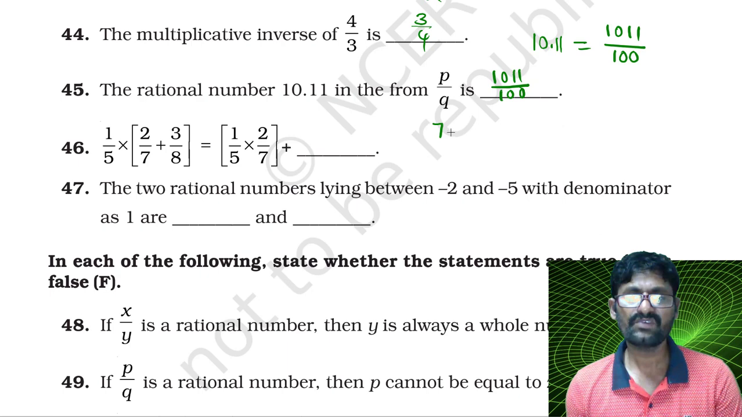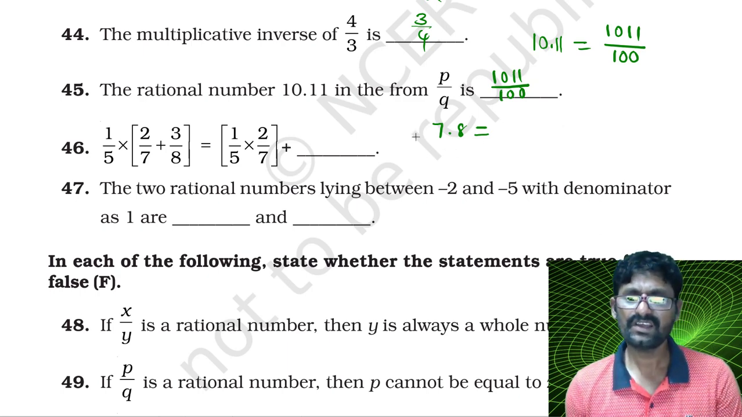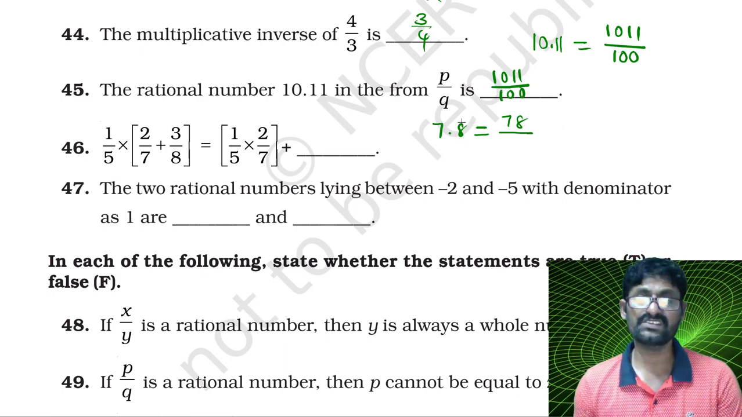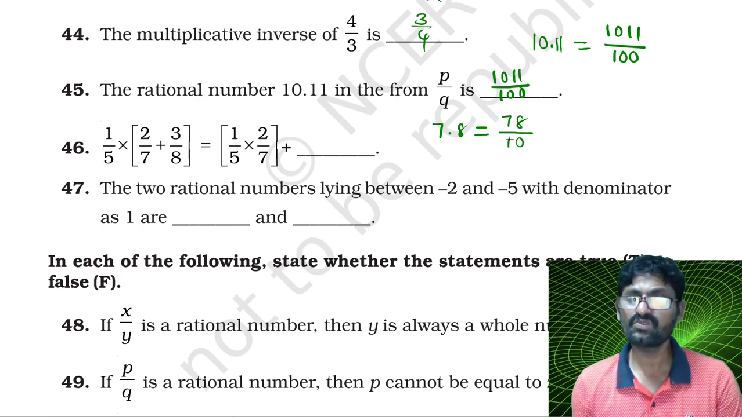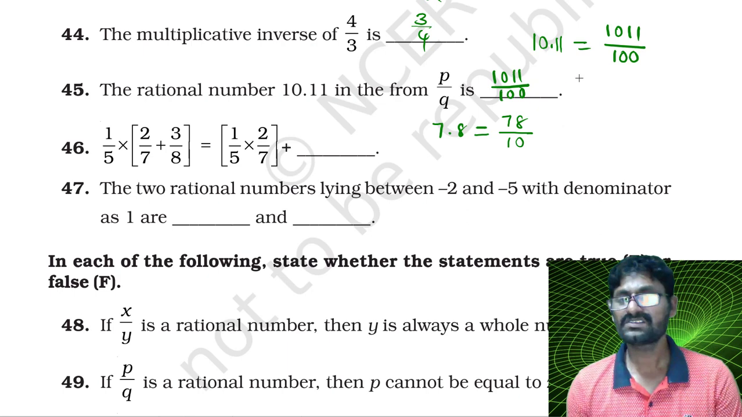Let me take one more example for this one. Suppose we have 7.8. How to convert this into fractions? First ignore the decimal point and write the number. So 78 divided by, after the decimal point we have just one digit. So write just 10. That means put 1, then beside that put 0, because after the decimal point we have one digit.